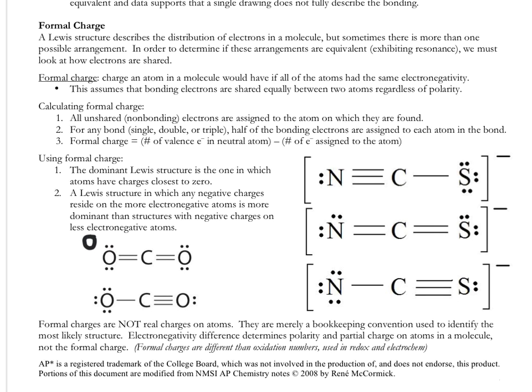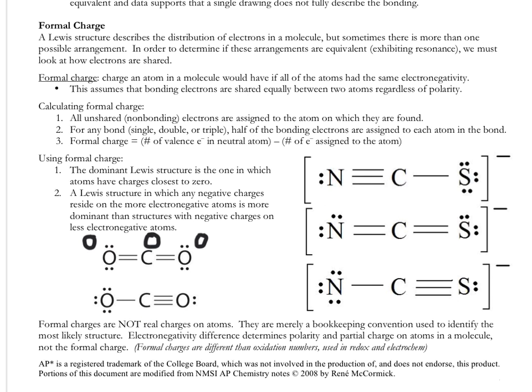The oxygen on the right has 1, 2, 3, 4, 5, 6 electrons. It brought 6 electrons, has a formal charge of 0. The carbon in the middle has no dots, but it gets half of each bond. It has 1, 2, 3, 4. Carbon has 4 valence electrons, so it brought 4 valence electrons. It has 4 electrons assigned to it, so it has a formal charge of 0. All very boring in that case. They all have the number that they brought.